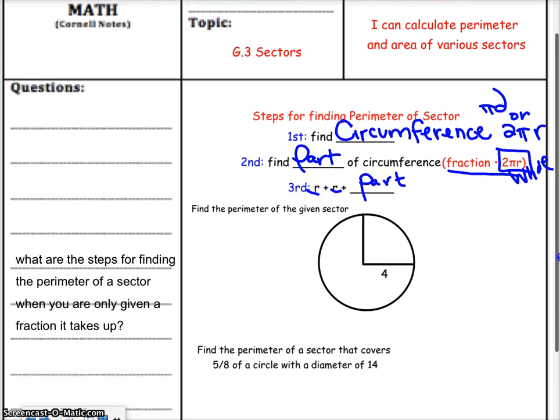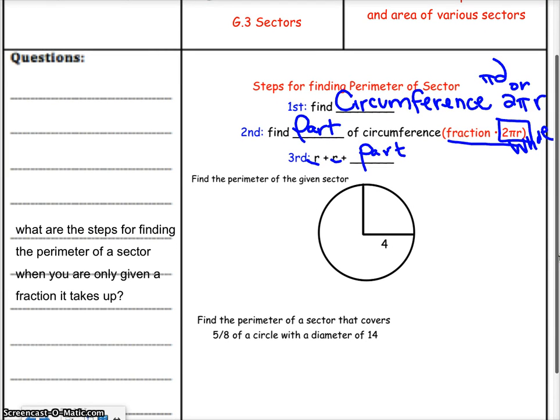Alright, let's apply it. Let's find the perimeter of this given sector that has a radius of 4. The first thing I'm supposed to do is find the whole circumference. So I'm going to go 2 times 4 times pi. Leave pi. Do not calculate pi today. Leave it. So what's 2 times 4? This is 8 pi. That's step 1. Whole circumference. So that told me all of this.